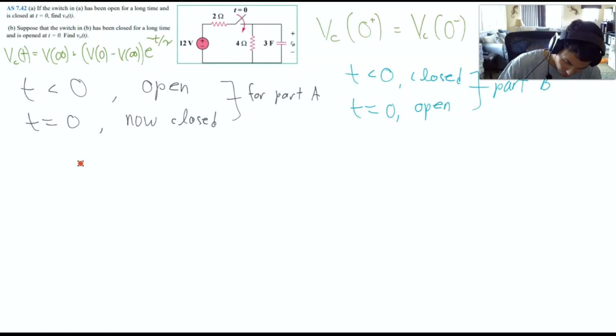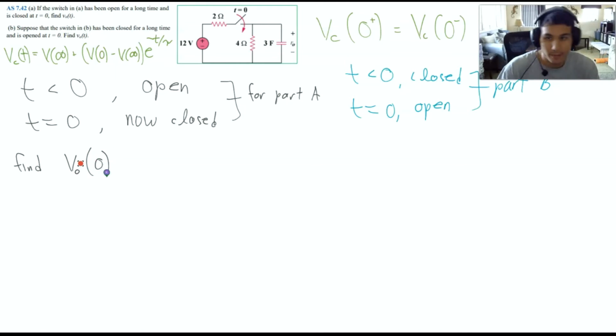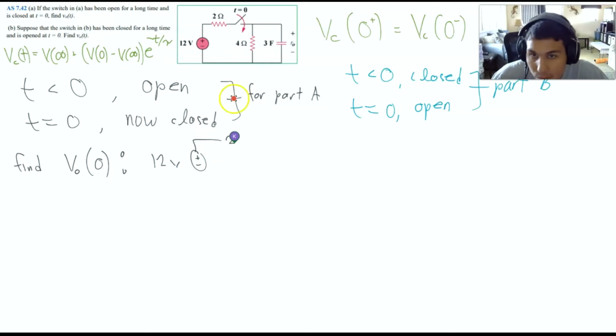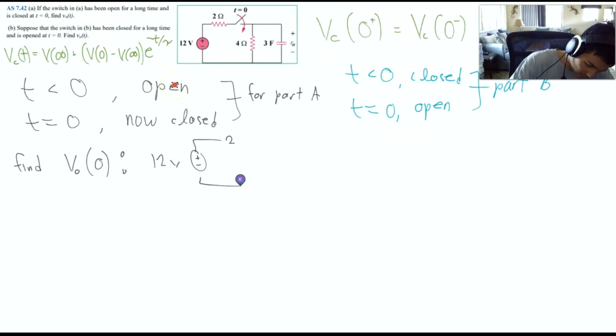So what do we want to find? We want to find VC, I'll go with VO now. We want to find VO of 0, and these are the same thing, so we can just say it's VO 0. So we could draw the circuit as a 12 volt source, plus and minus. It's 2, and it was open before. Then it's 4 ohms, but nothing ever connects.